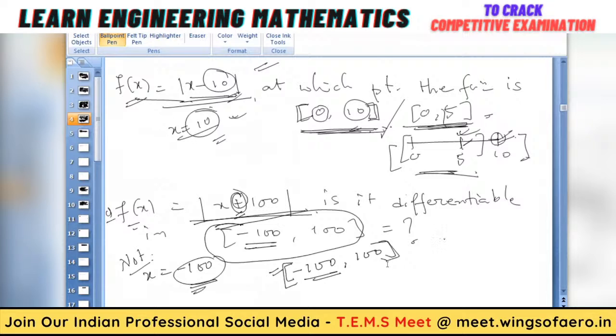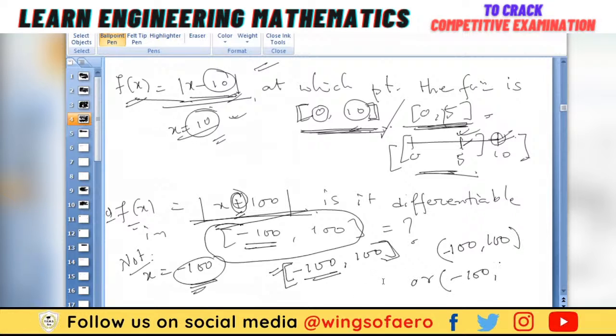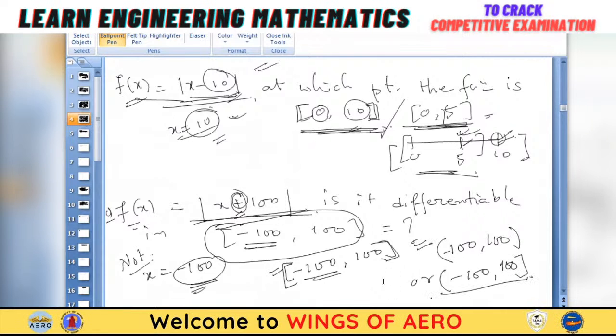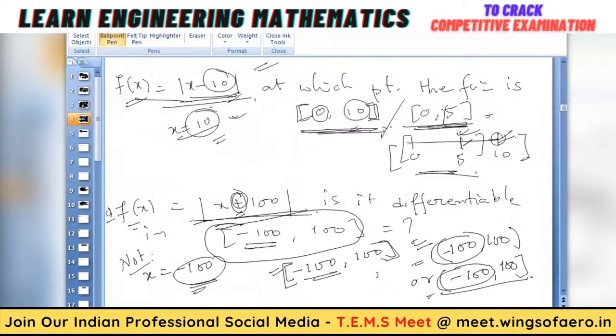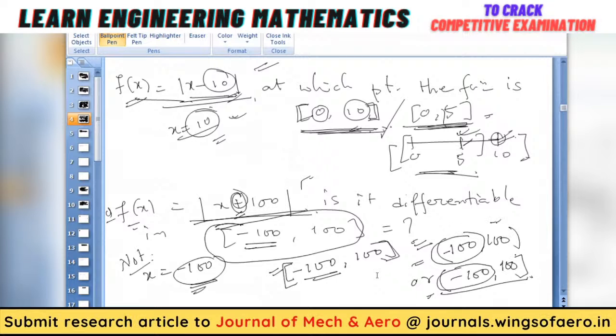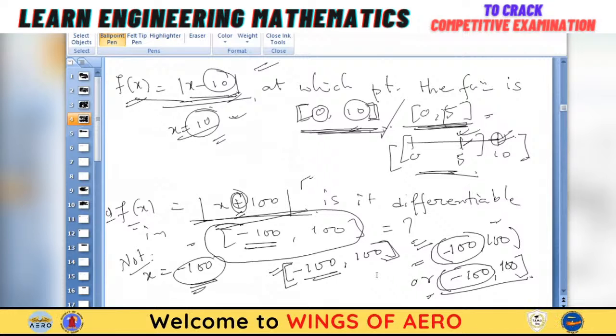But if I write like this or this, this is called an open interval and this is half open, half closed. In both these cases, you see that the minus 100 point is excluded from the interval. So we can say that yes, this function is differentiable in the open interval minus 100 comma 100, but not in the closed interval minus 100 comma 100. So these are the tricks which may be applied in the GATE questions. Okay.